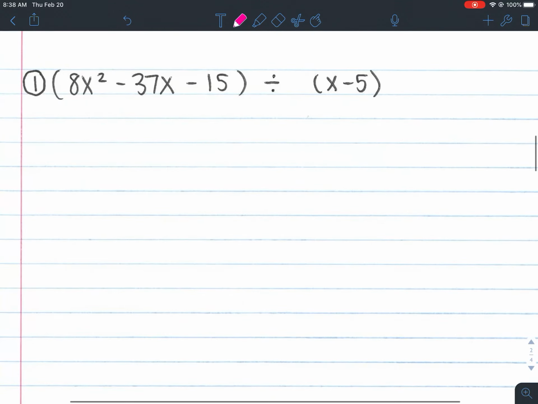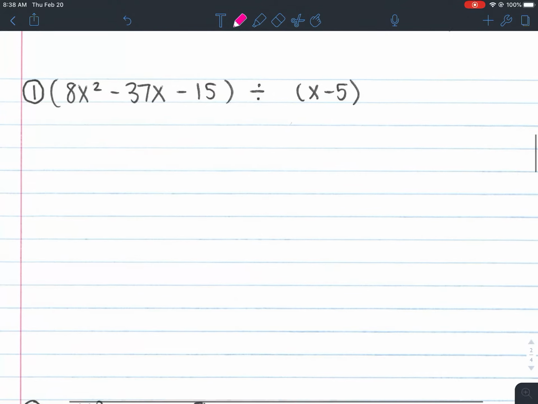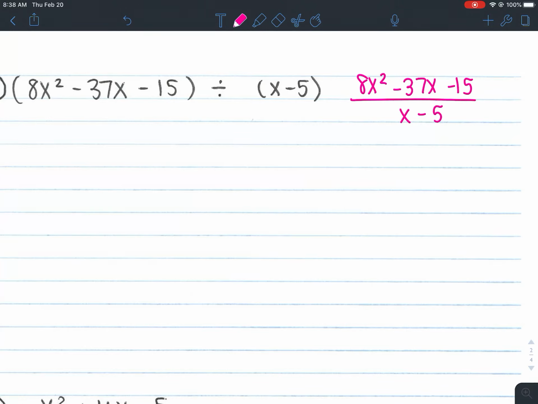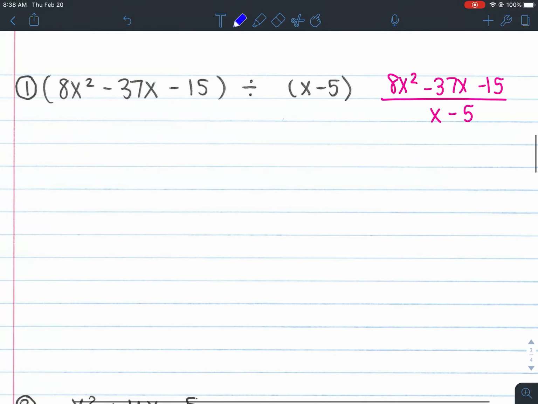All right, so we're going to start off with number 1, 8x squared minus 37x minus 15 divided by x minus 5. Again, this is still division. We're dividing the polynomials. So I'm going to set it up over here: 8x squared minus 37x minus 15 divided by x minus 5. Well, the first thing you want to do is factor out the first part of your fraction.